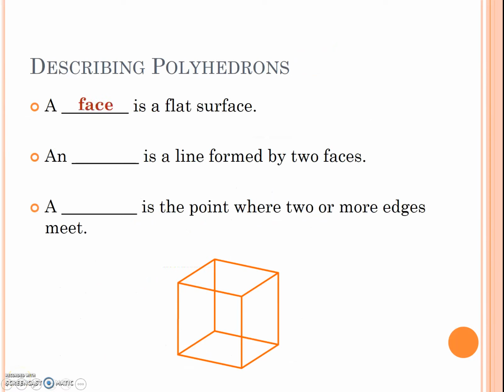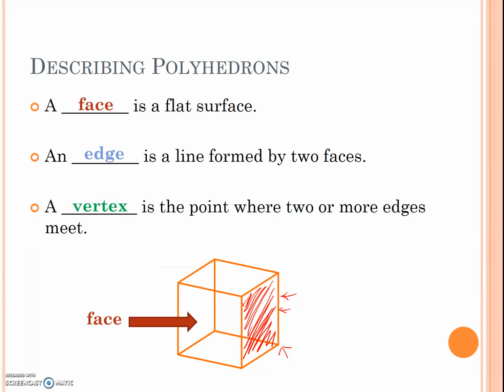All right, a face is a flat surface. An edge is a line formed by two faces. So here's what I mean so far, and I'll show you this in a second. A face is a flat surface. An edge is a line formed by two faces, and a vertex is the point where two or more edges meet. So there's the face, there's the edge, and there's the vertex. I think the only one of these three that's kind of hard to remember is vertex, because that's just not a word that we come across very often. But you guys all know what a face and an edge are.